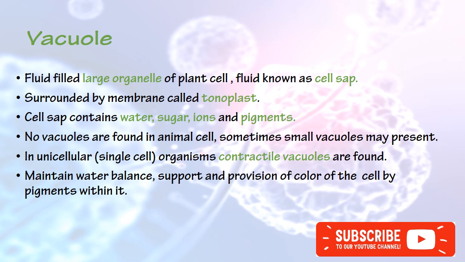No vacuoles are found in animal cells. Sometimes small vacuoles may be present. In unicellular organisms, contractile vacuoles are found. These contractile vacuoles are responsible for water regulation inside the cell. Likewise, the overall function of the vacuole inside the plant cell is to maintain water balance, provide support, and give color to the cell by the pigments within it. Also, it maintains movement of water within the cell.